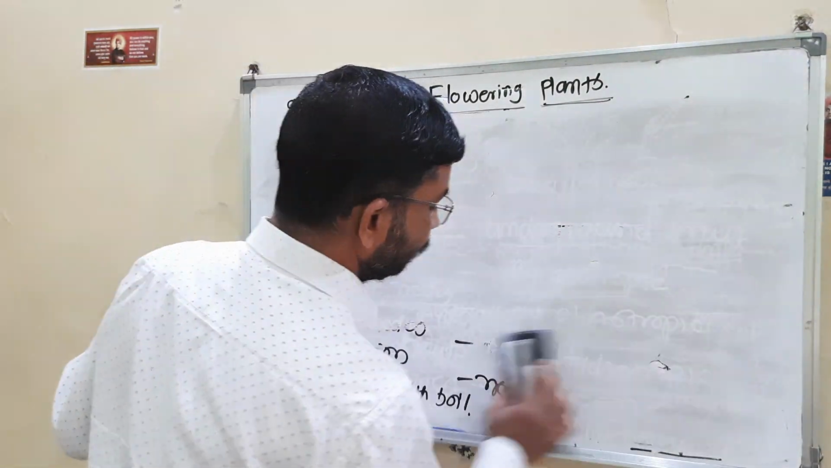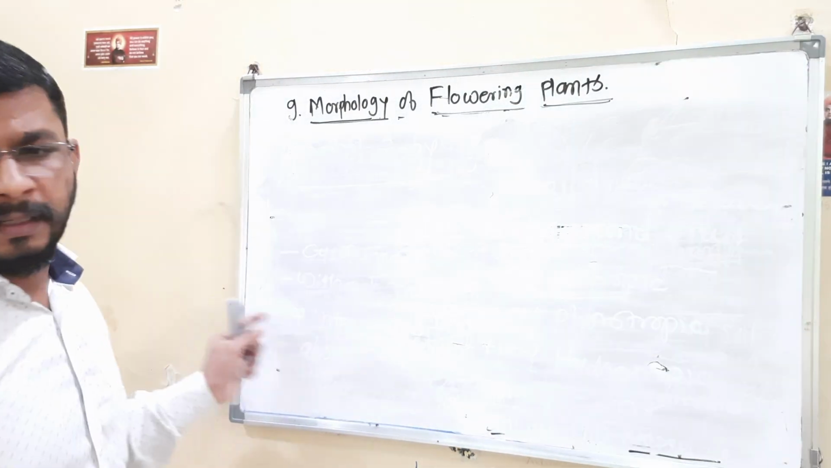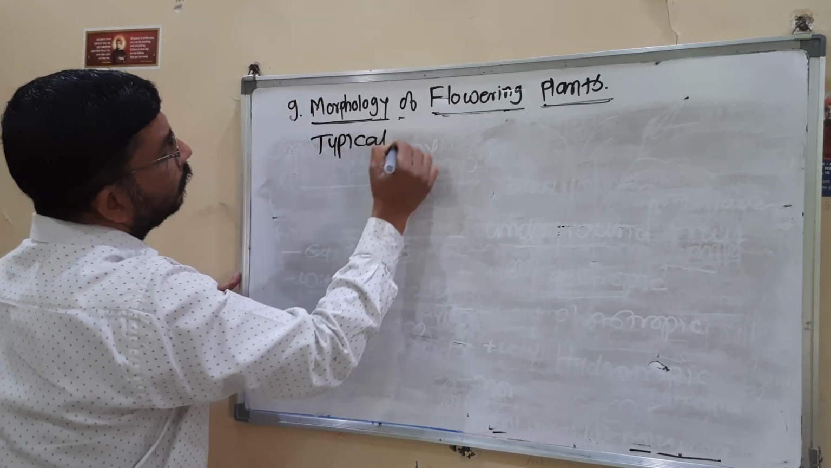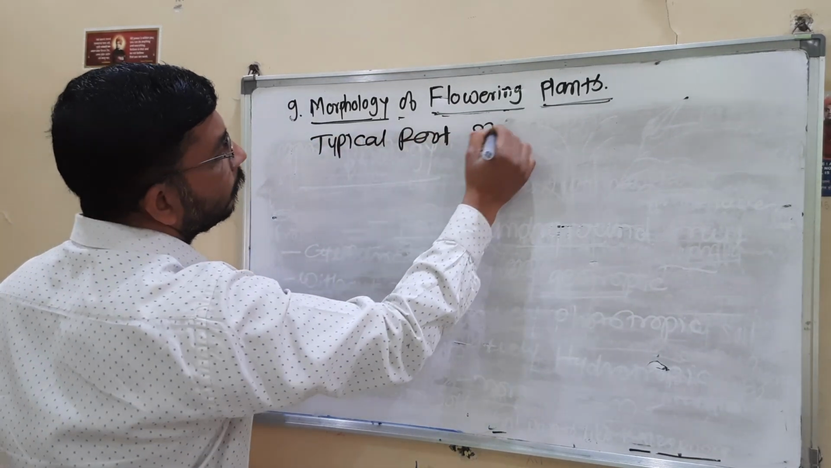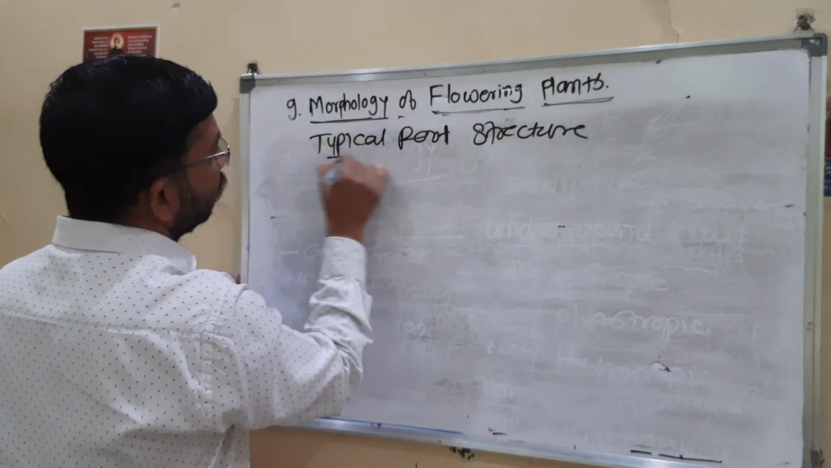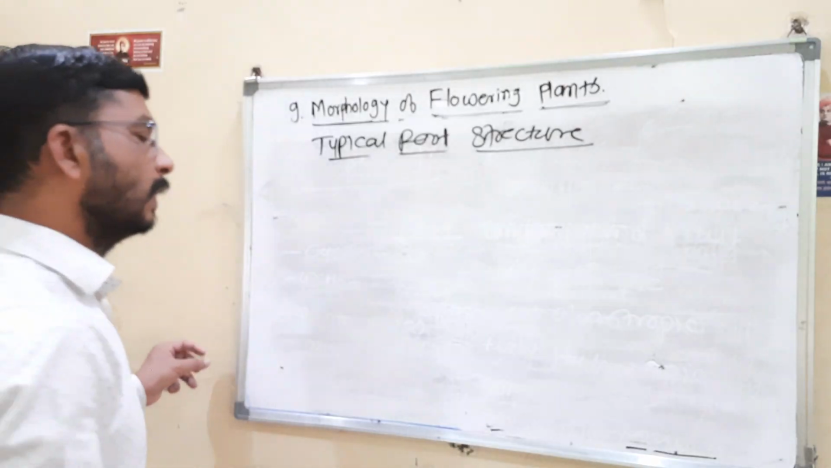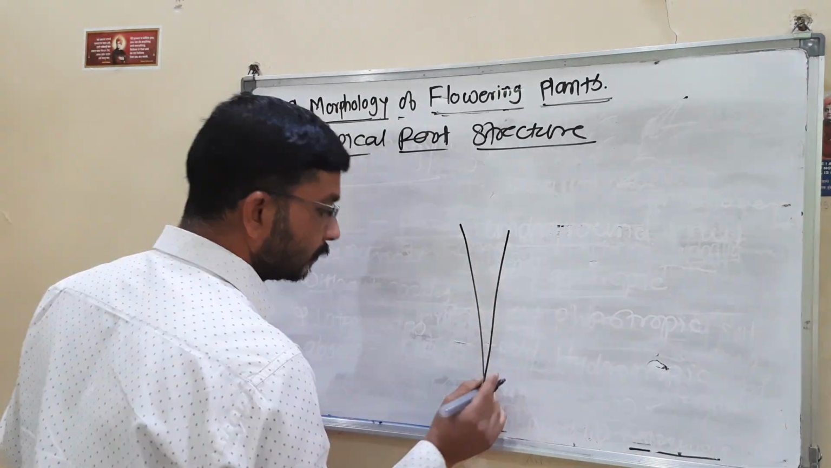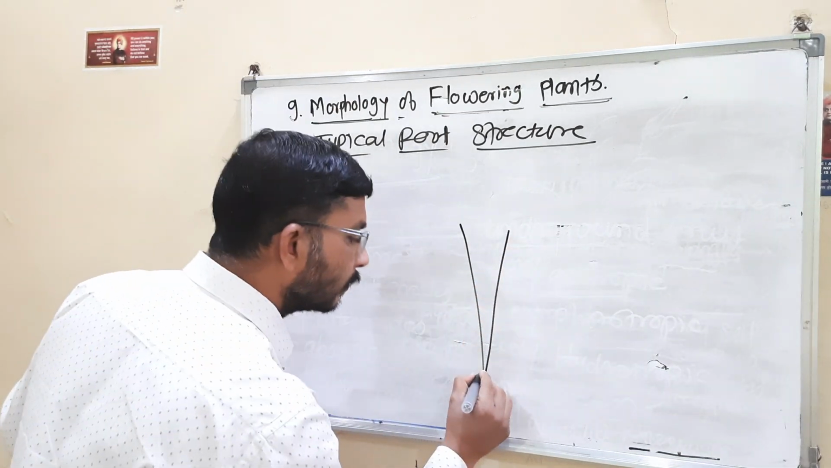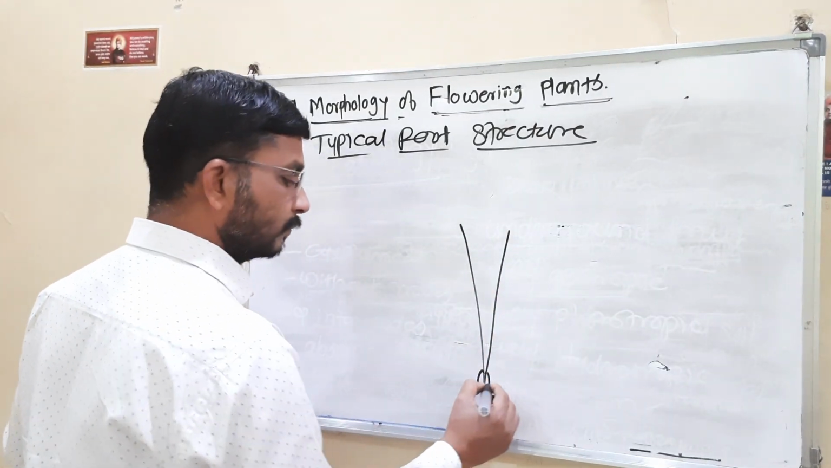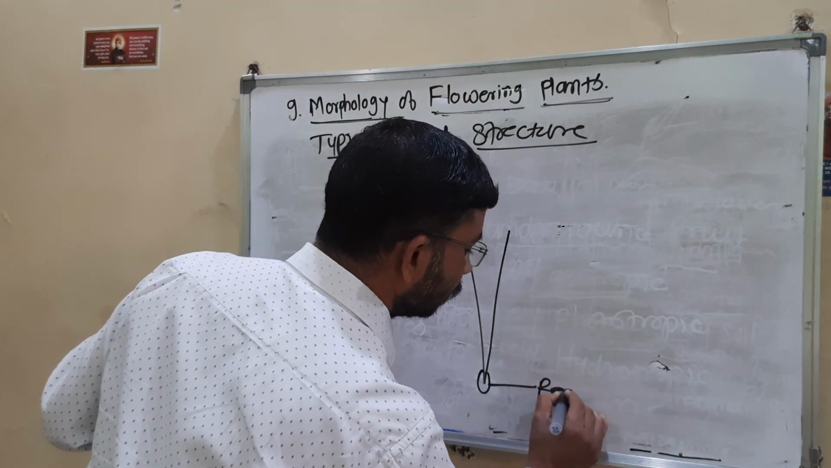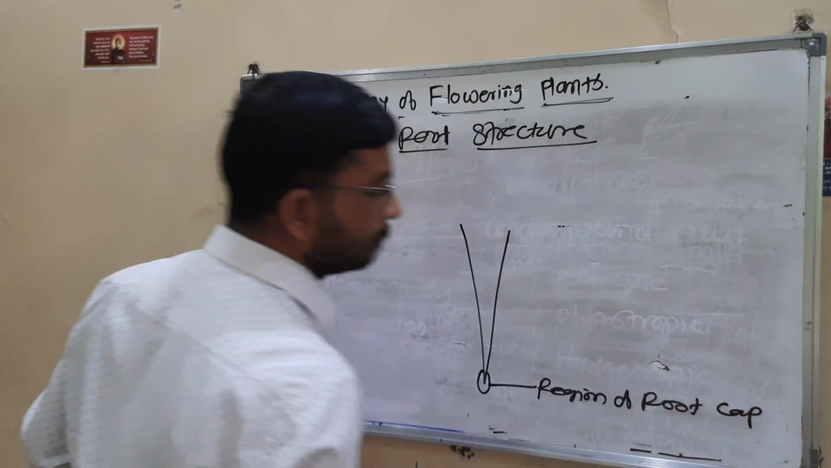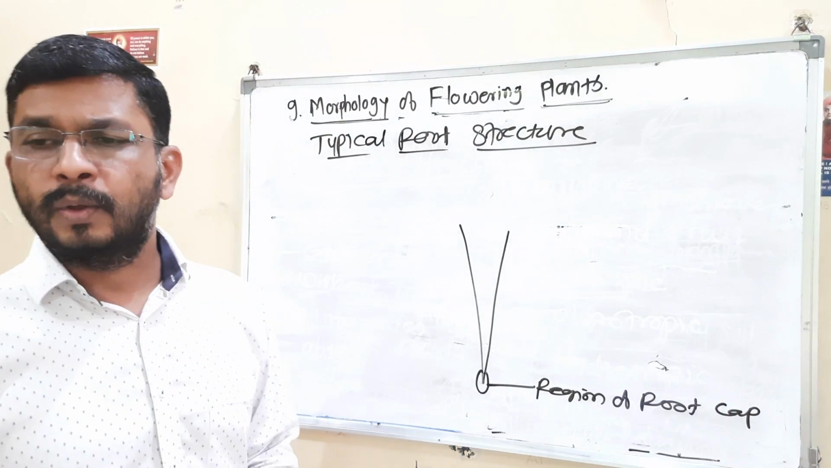Next point is typical root structure. Now, what is that? Here various regions are found. This is the region of root cap.